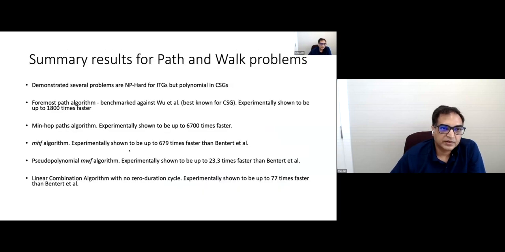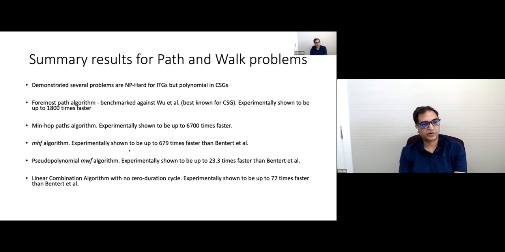Okay, so finally, to summarize the results of the path and walk problems, we demonstrated that several problems are NP-hard in interval temporal graphs, but polynomial in contact sequence graphs. The foremost path algorithm, when benchmarked against Wu's algorithm, which from whatever I studied was the best known for the CSTs, we experimentally showed to be faster by up to a factor of 1800. On the min-hop paths algorithm, we experimentally showed that our algorithm is up to 6,700 times faster than Wu's algorithm. On the MHF, we experimentally showed to be 679 times faster than Bentert's algorithm. And the pseudo-polynomial MWF algorithm that we proposed is experimentally shown to be 23 times faster than Bentert's.